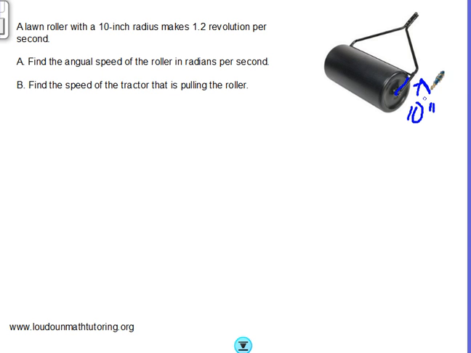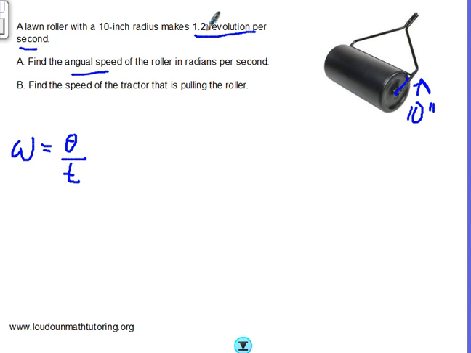A lot of times in these problems they're going to give you revolutions per second. And what we have to do is convert that revolutions per second into an angular speed. So let's talk about angular speed for a second. Angular speed, remember the omega, is equal to the central angle divided by time. So instead of revolutions per second, we need to convert to radians per second.